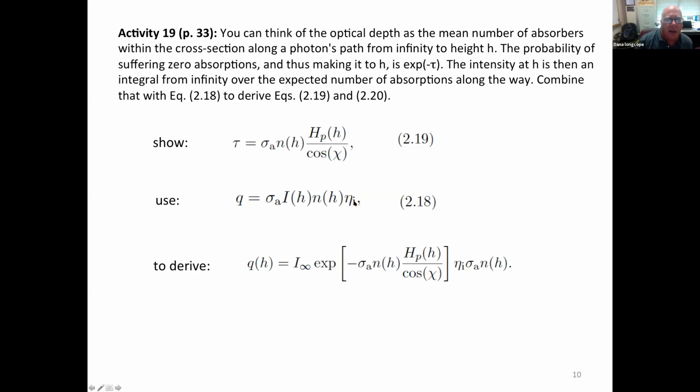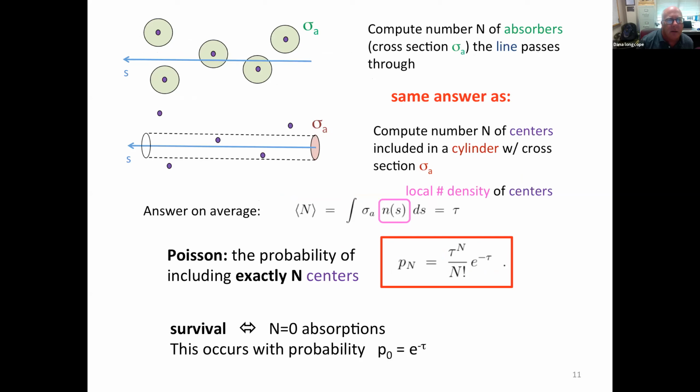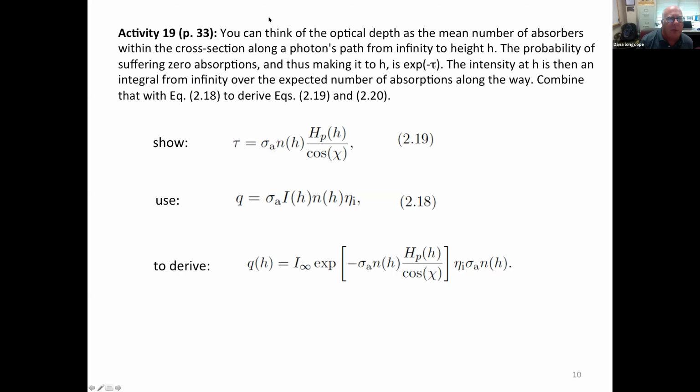Let's see. Before we start in on activity 19, we'll have to do that soon. But this was activity 19, and it really goes to thinking of the optical depth, tau, which is this integral. They don't actually write it down. I'll show you the integral in a second.